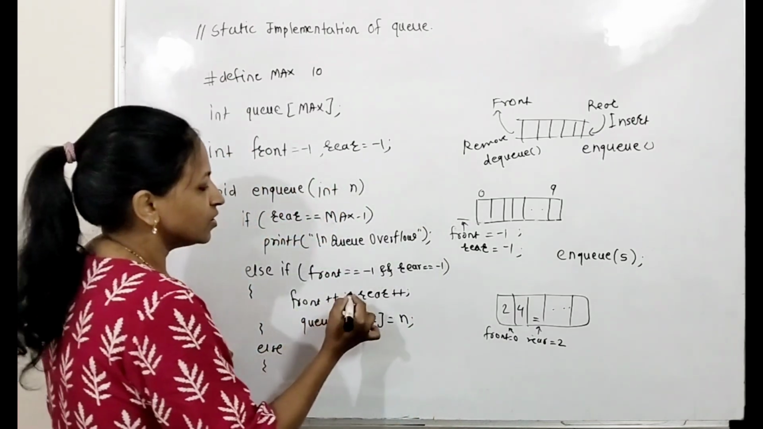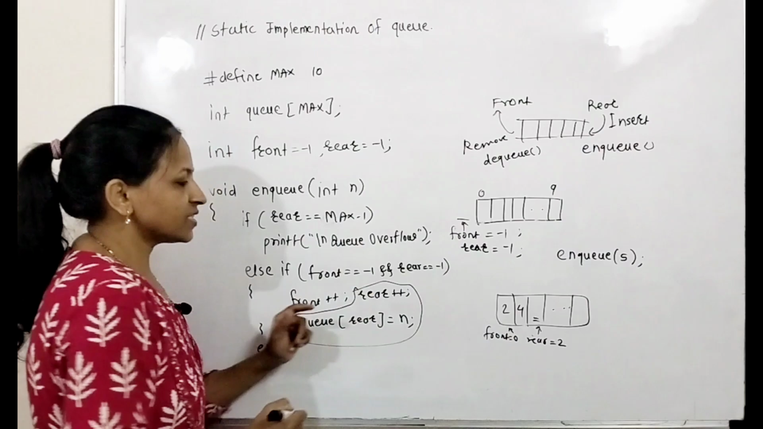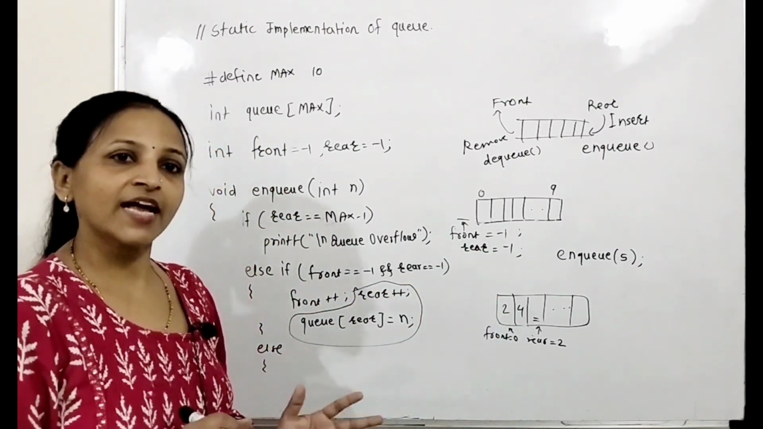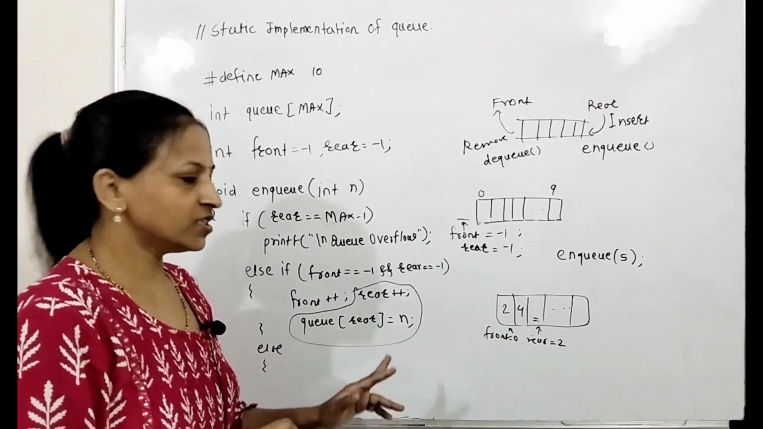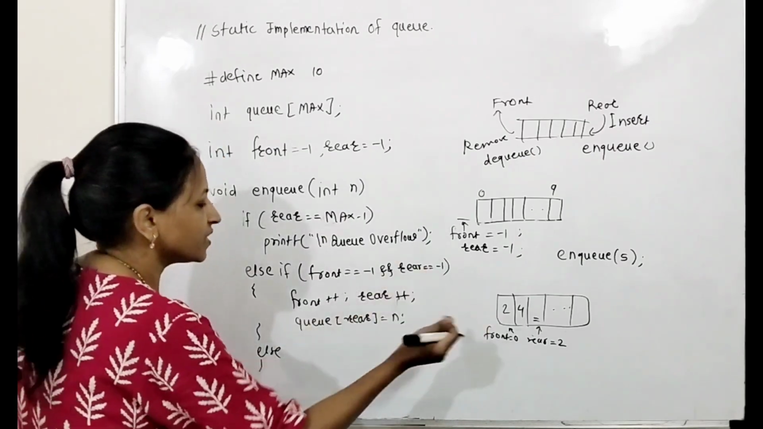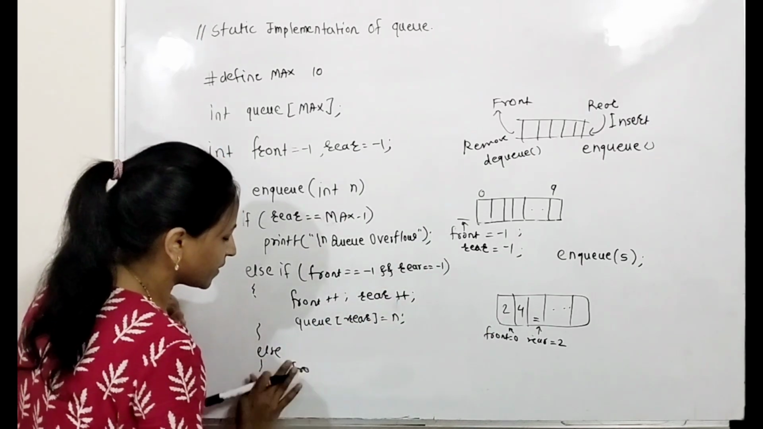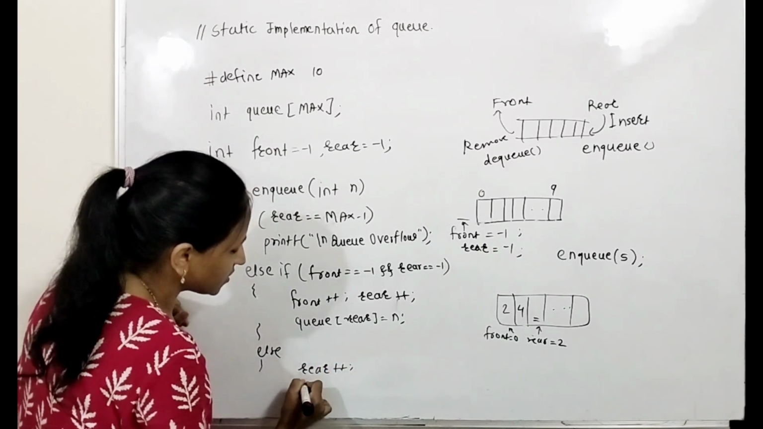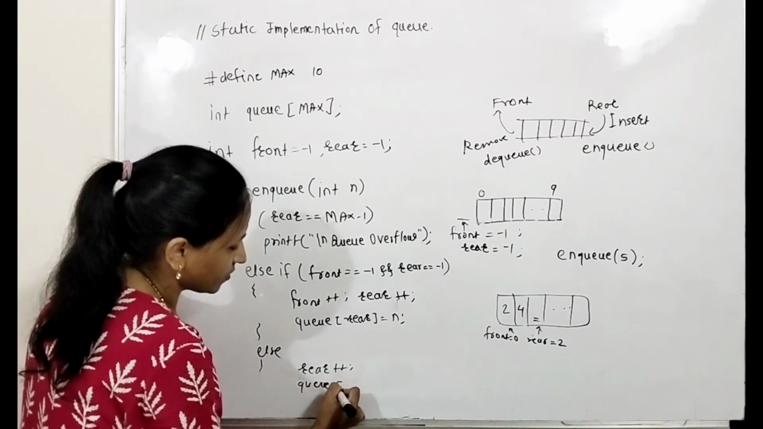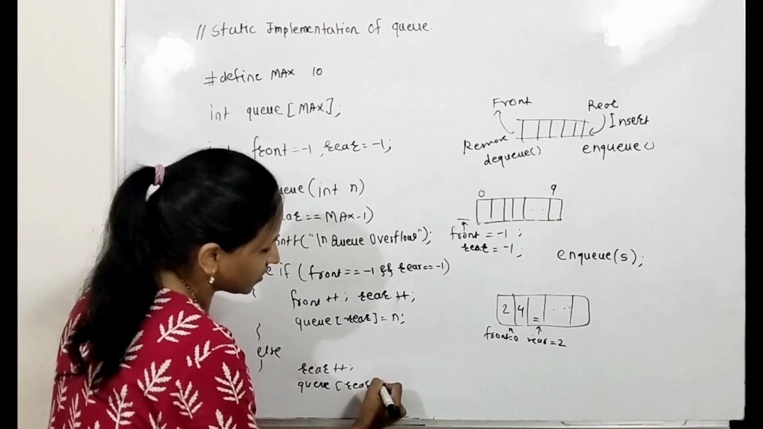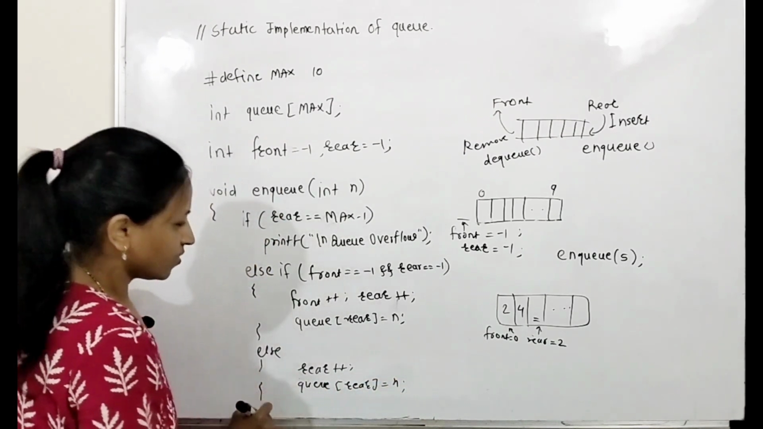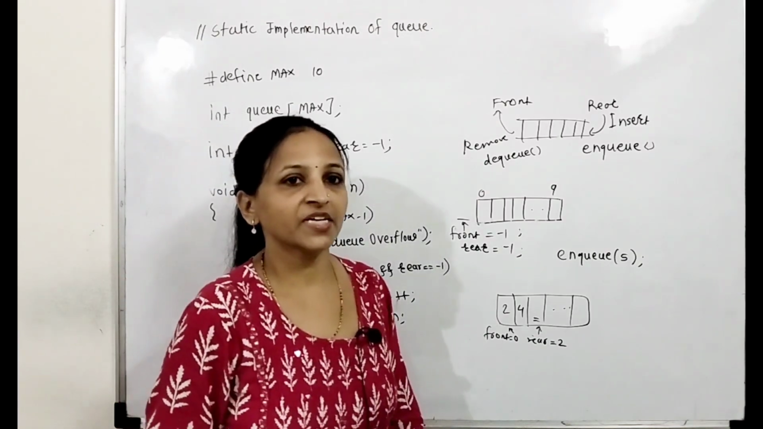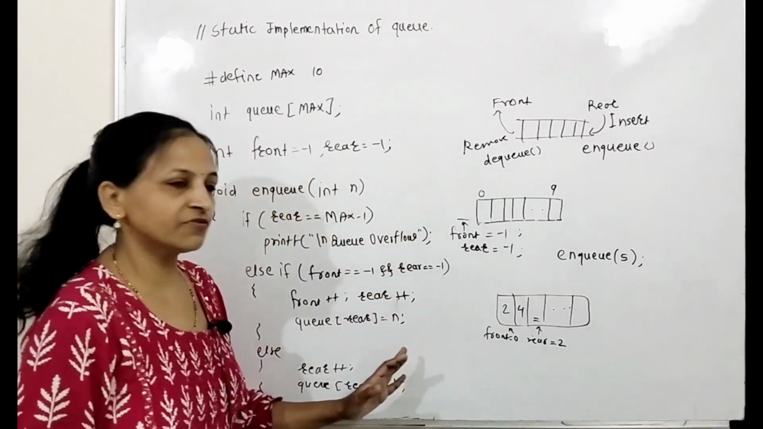See, these two statements are the same for this case. Again, if front and rear both are minus 1, for that also these two statements are the same. That will just increment the rear and insert the element at that place, like rear plus plus and Q of rear equal to N. This is the NQ operation, where we insert an element inside Q with the help of this function.